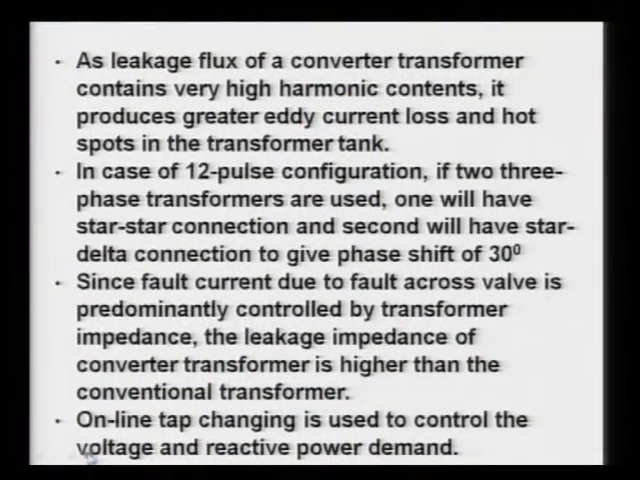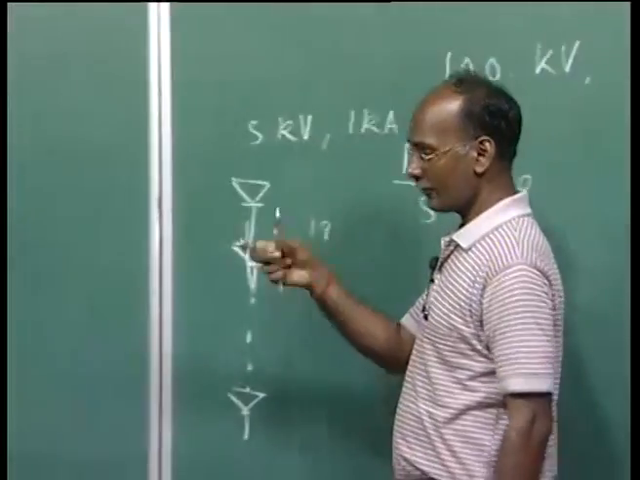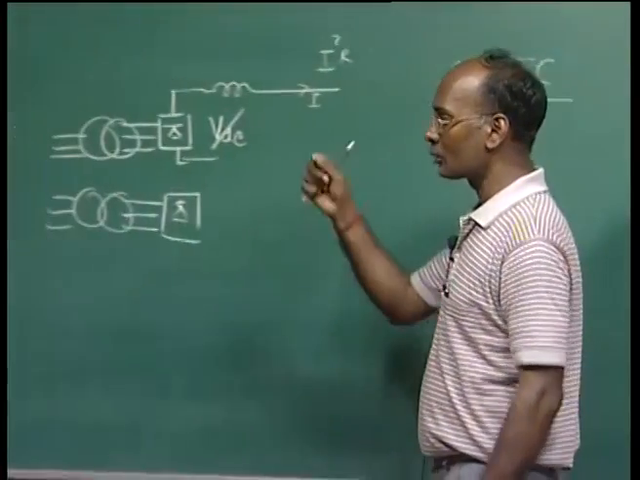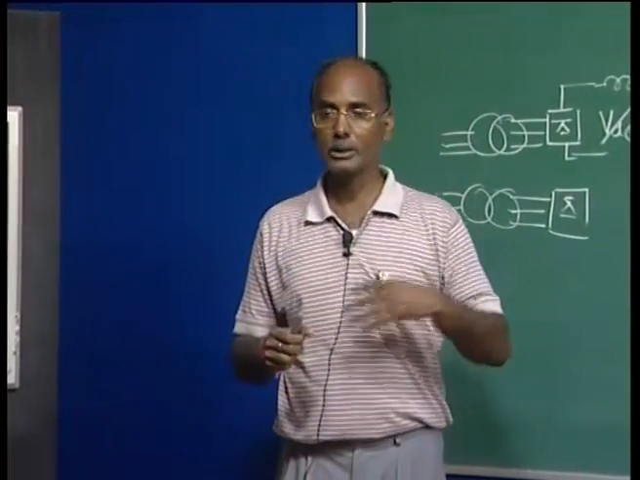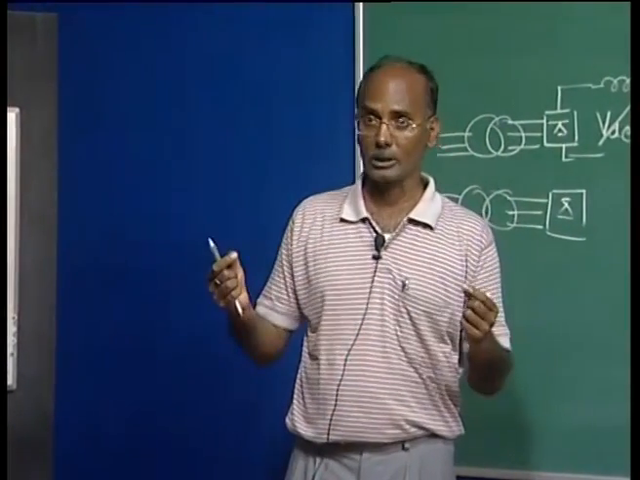As the leakage flux of a converter transformer contains very high harmonic content, it produces great eddy current loss and hot spots in the transformer. Here, due to the switching of the converter valves, so many transients and harmonics are entering the transformer, and they are of high harmonic components.